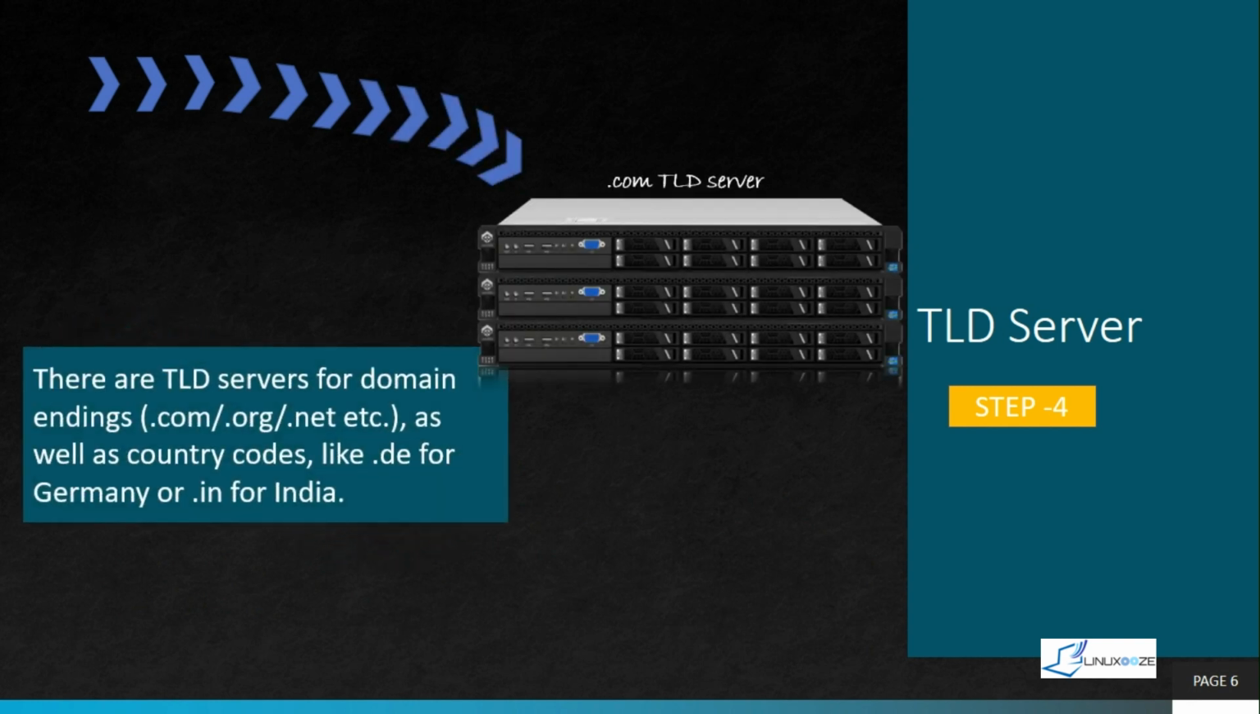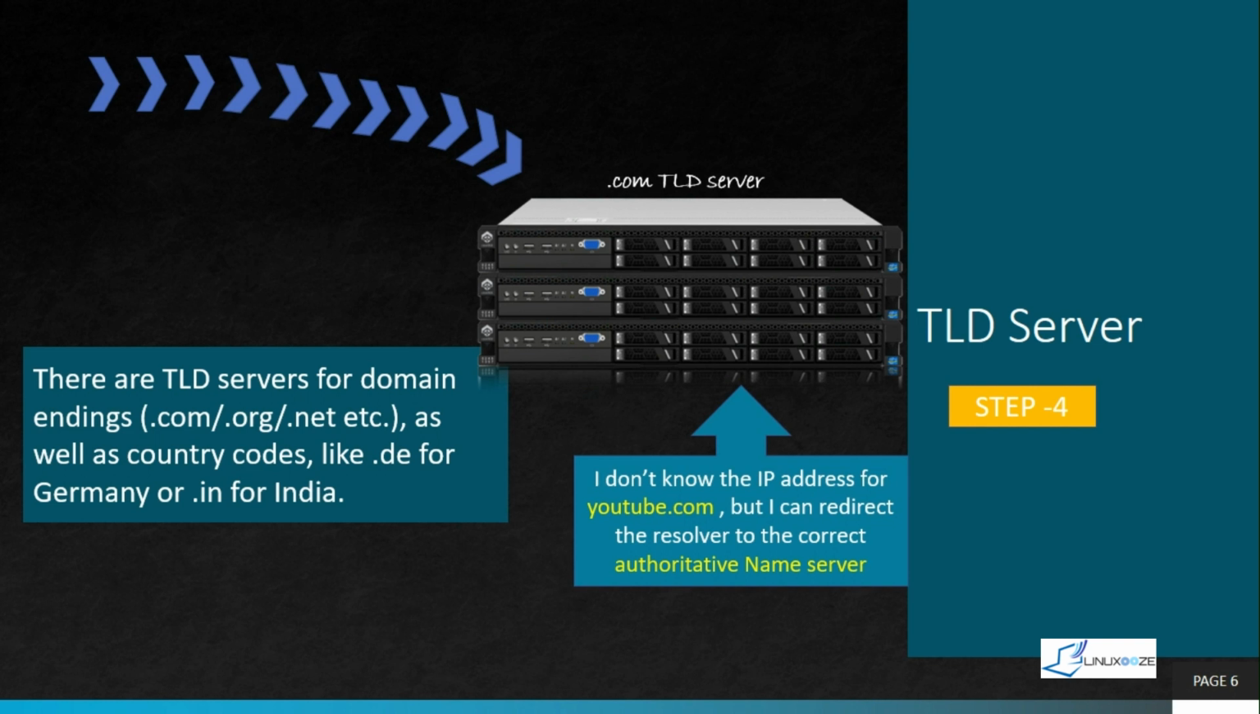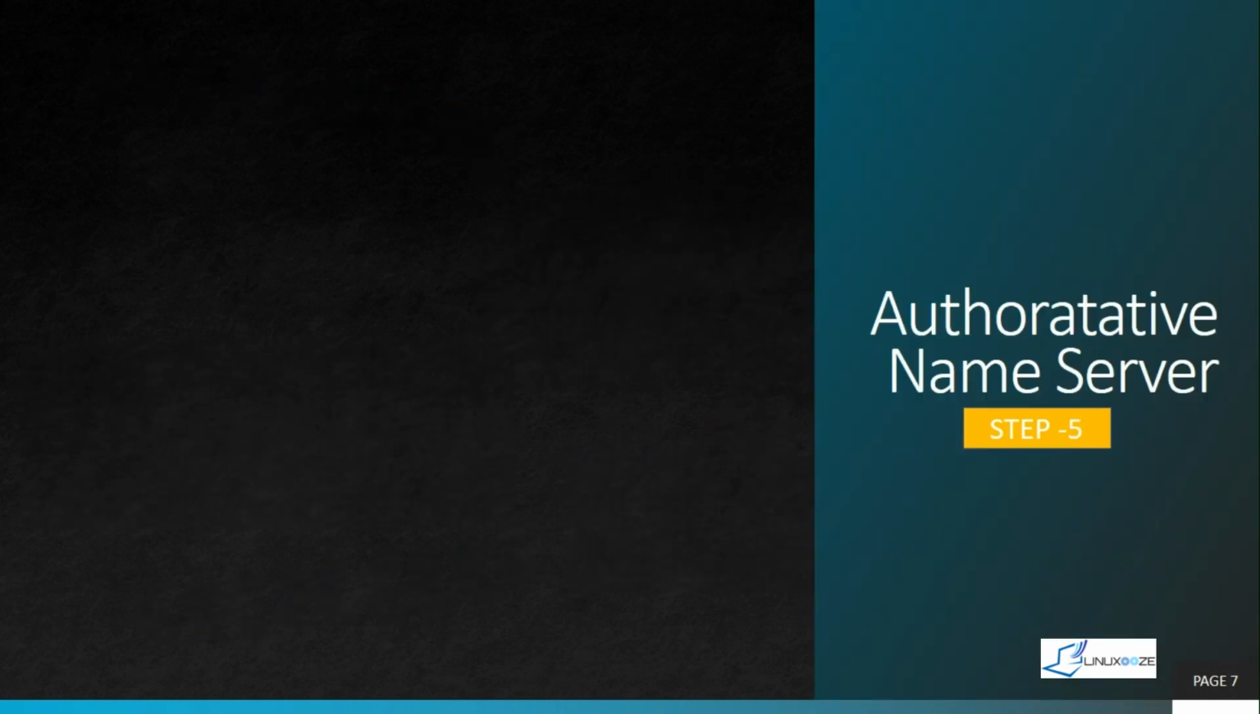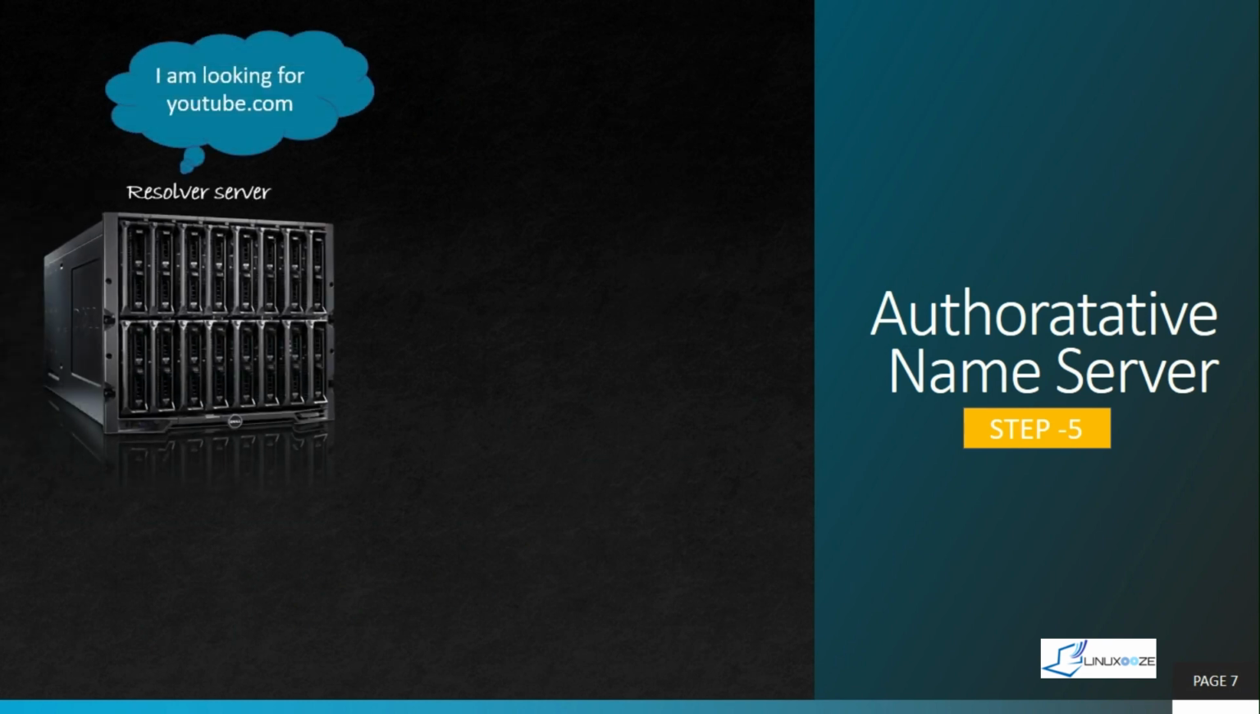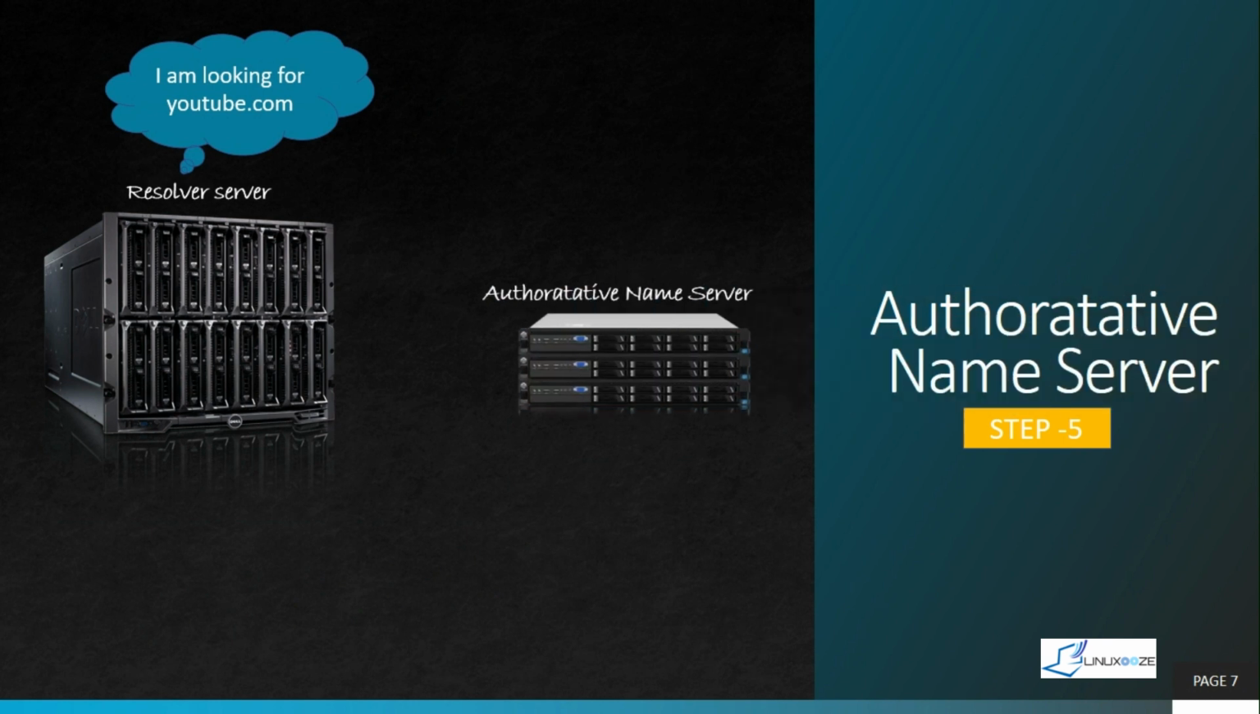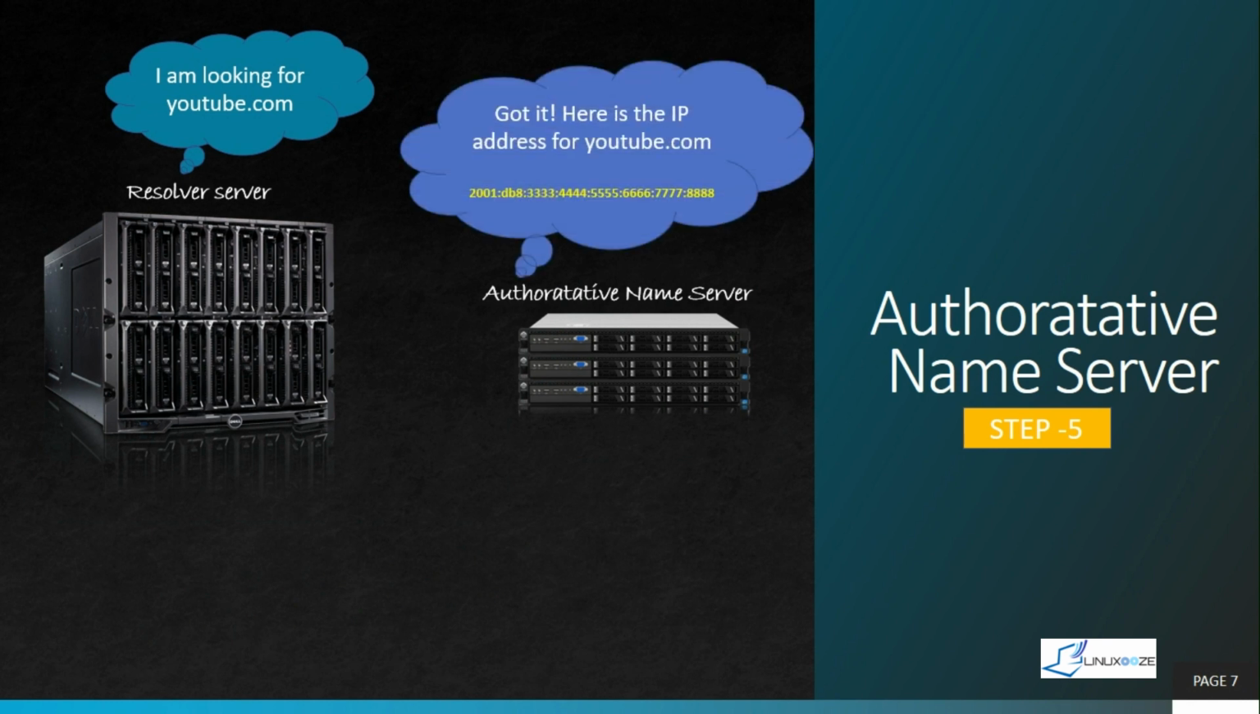The TLD DNS server then directs the recursive DNS server to the authoritative DNS server responsible for the specific domain, for example youtube.com. I don't know the IP address for youtube.com, but I can redirect the resolver to the correct authoritative name server. This server has the most up-to-date information about the domain's IP address. I am looking for youtube.com. The authoritative DNS server responds to the resolver server with the IP address associated with the requested domain name. Got it. Here is the IP address for youtube.com.